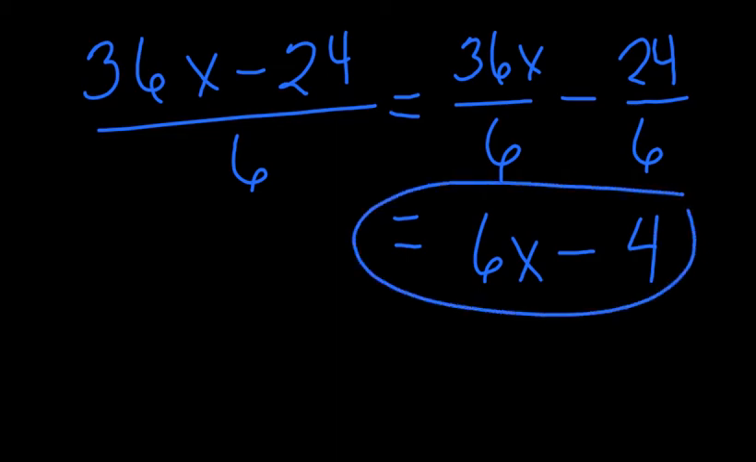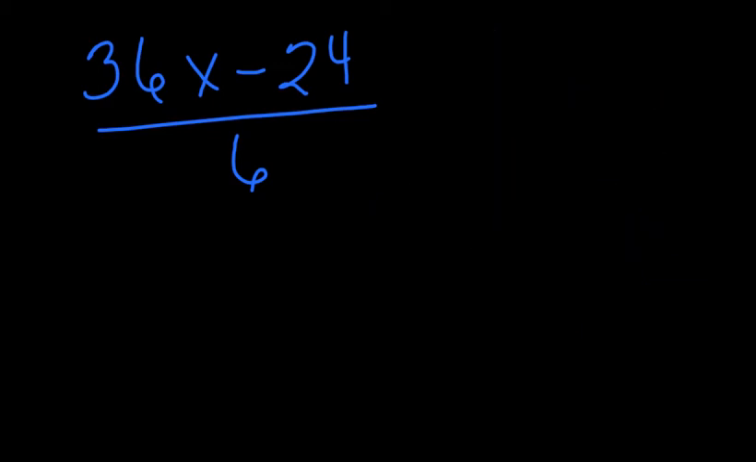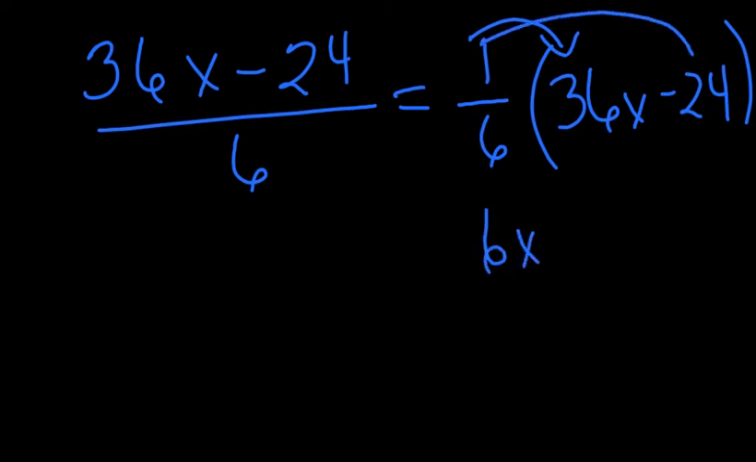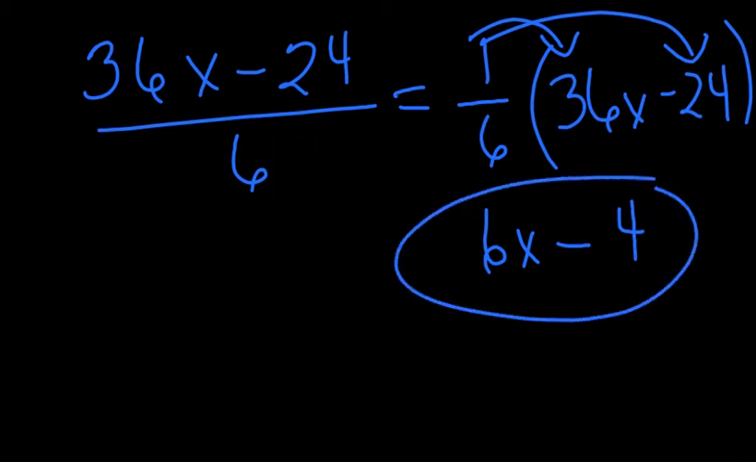Now let me show you option 2. Option 2 says, well, dividing by 6 is the same as multiplying by 1/6. So 1/6 times 36x minus 24, and then you distribute. 1/6 times 36 is 6x. 1/6 times 24 is 4. Same answer, two different ways.